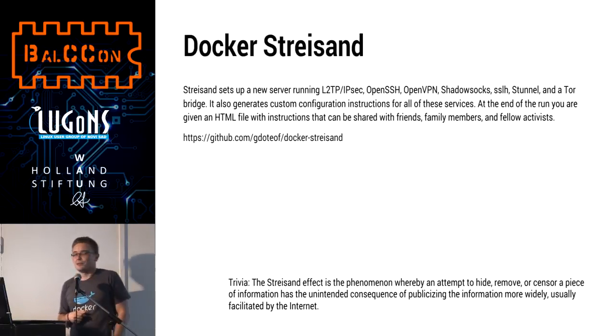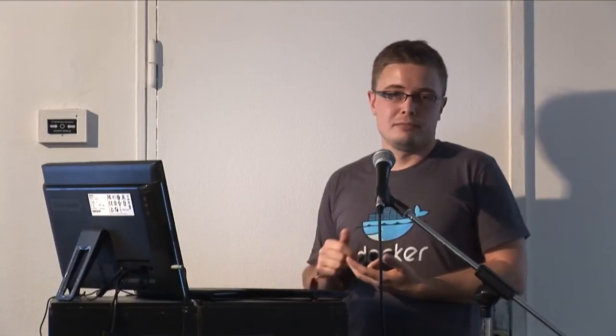The Docker Streisand. At the bottom there's a small trivia: what's a Streisand effect? There is a Streisand project which created Ansible playbooks that set up a whole server which runs IPsec, OpenSSH, OpenVPN, et cetera, a lot of security tools. You could use a Docker file to build that server with all the services, and it's made in such a way that you could run it, for example, on an Amazon instance, on DigitalOcean. Every major cloud provider is officially supporting Docker. So the Google Compute Engine, Amazon, and Microsoft Azure are supporting it officially.